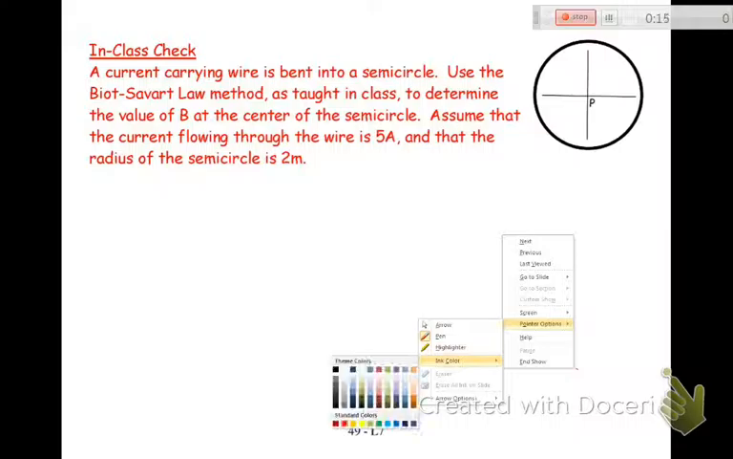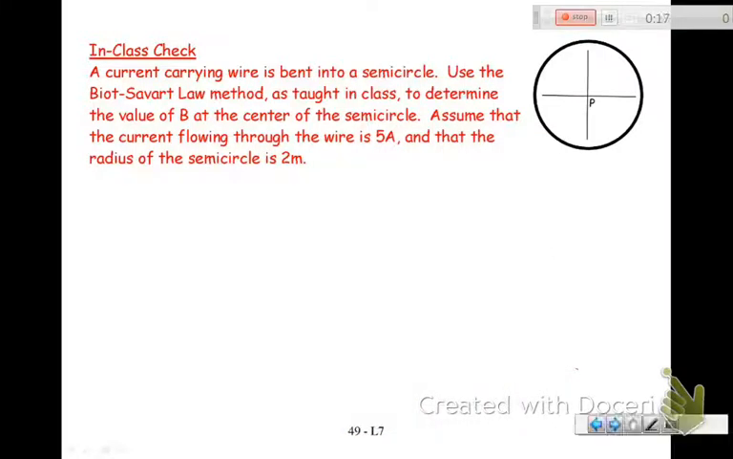Let's go to light blue. I like light blue. So it says a current carrying wire is bent in a semicircle. Use the Biot-Savart law method as taught in class to determine the value of B at the center of the semicircle. So here's my semicircle.